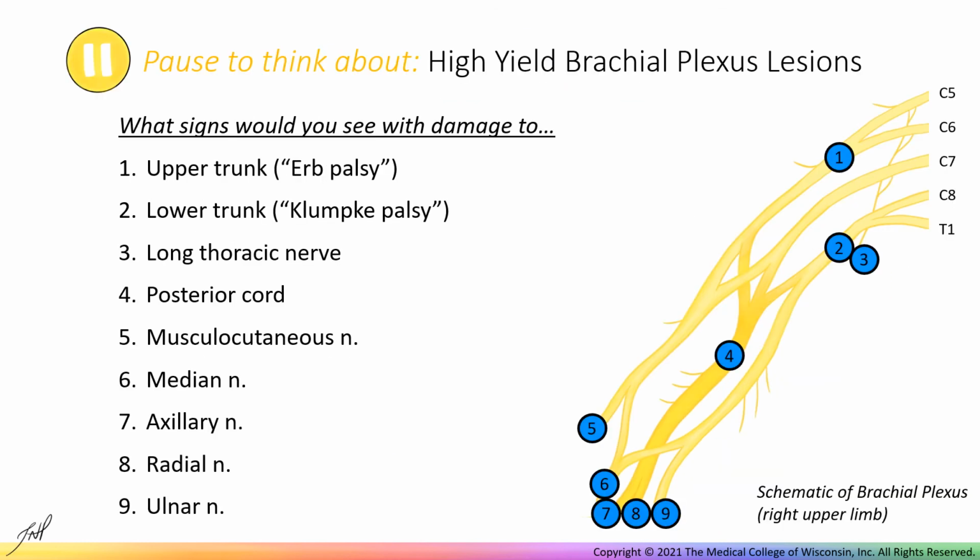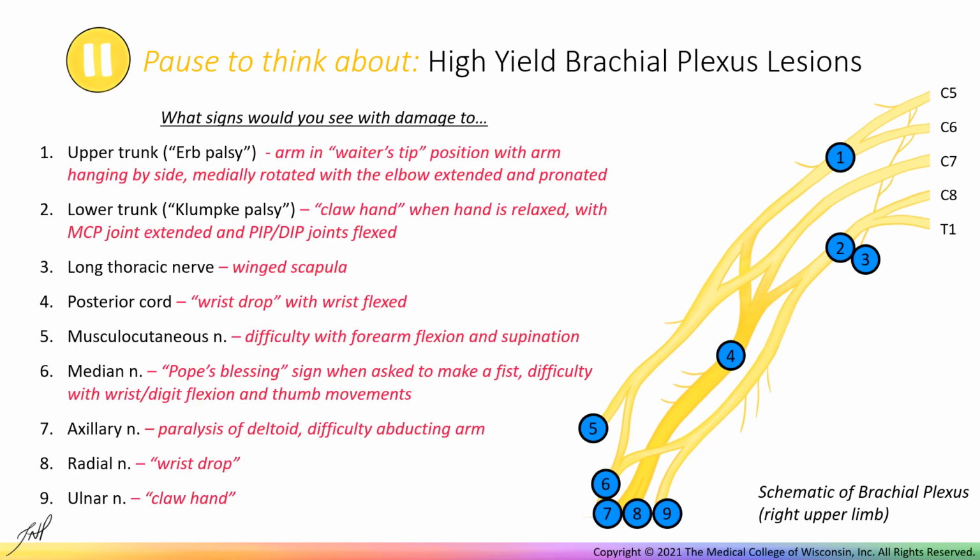It is important to understand the structure of the brachial plexus and the functions of its branches to determine where lesions have occurred. You can use this slide to quiz yourself about what you would see in a patient with damage to locations of the brachial plexus listed here. Check your understanding of the previous slide here.